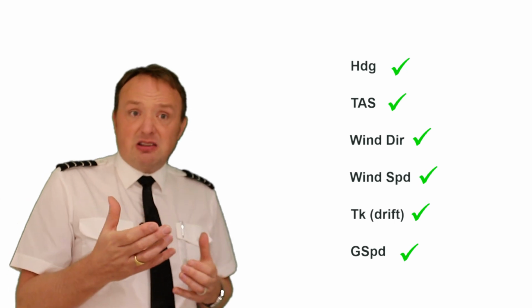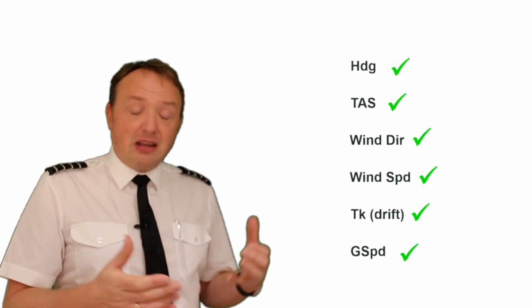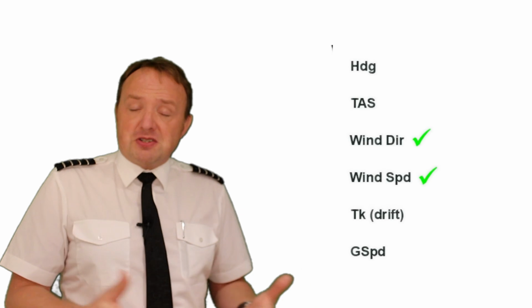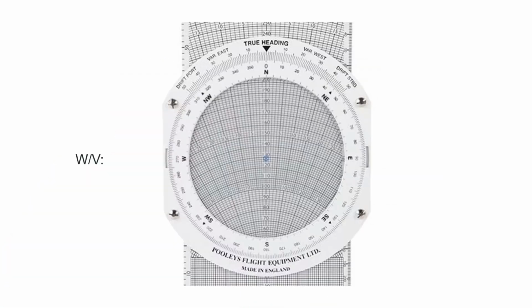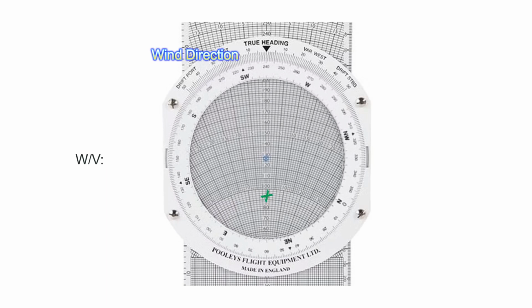Typically, you will know at the beginning what the wind is, the wind velocity, both its speed and direction. So that's the first thing to do. Mark the wind down on your CRP5.